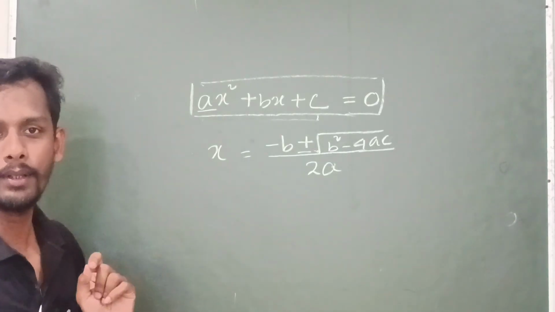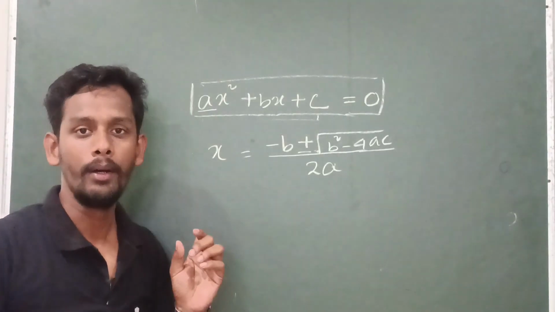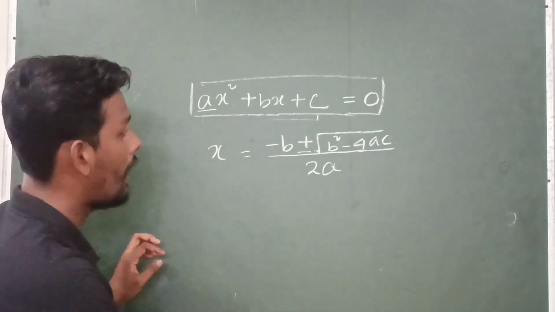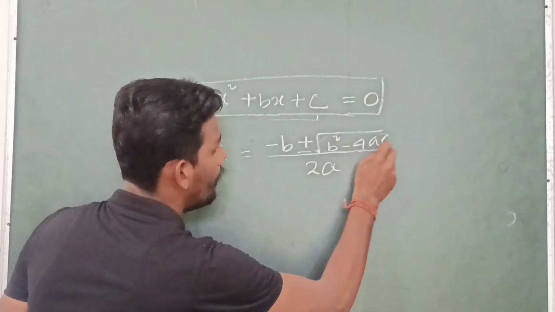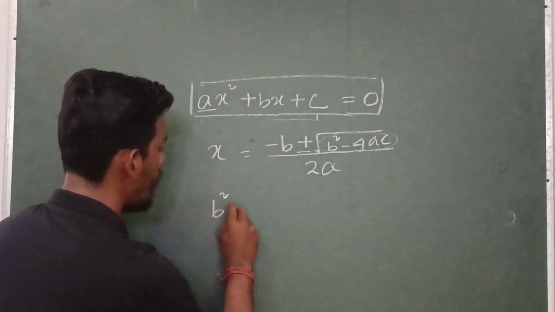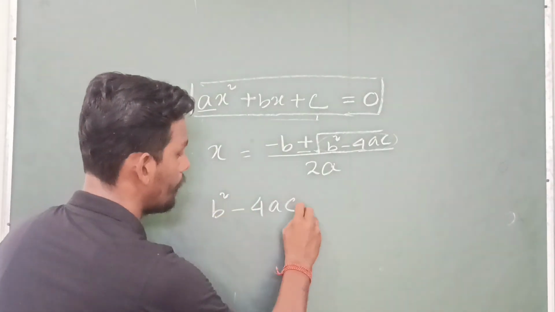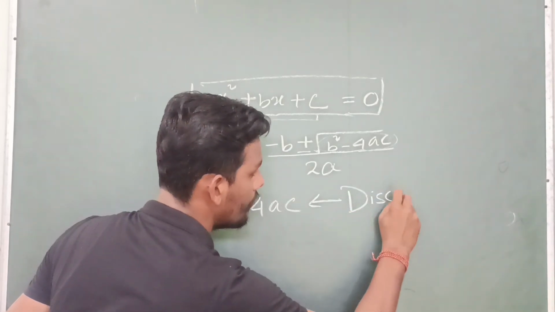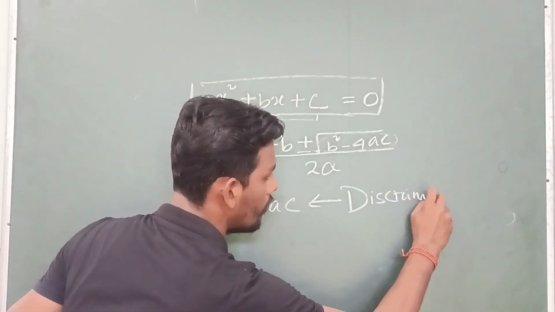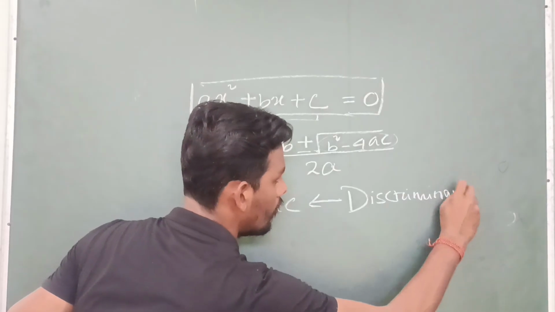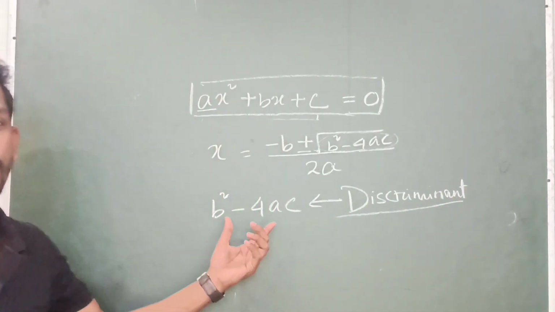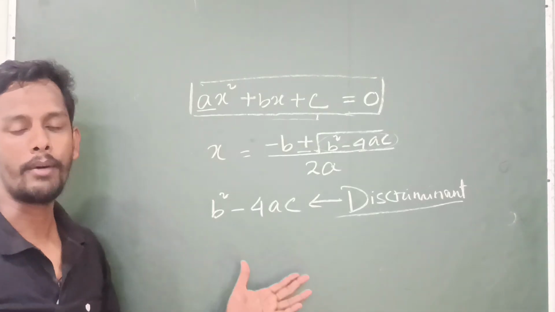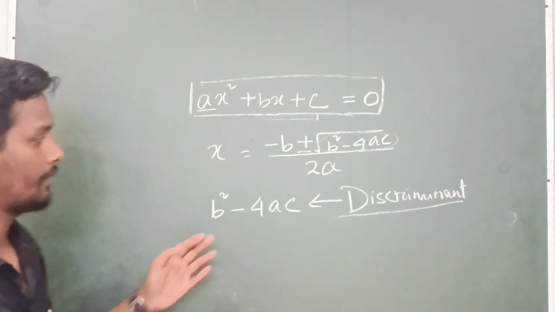Now the interesting thing is you can find the nature of the graph, the nature of the equation, the nature of the root by observing only this term, b square minus 4ac, which is called the discriminant. Now we are going to observe the graphical representation. Let's see.